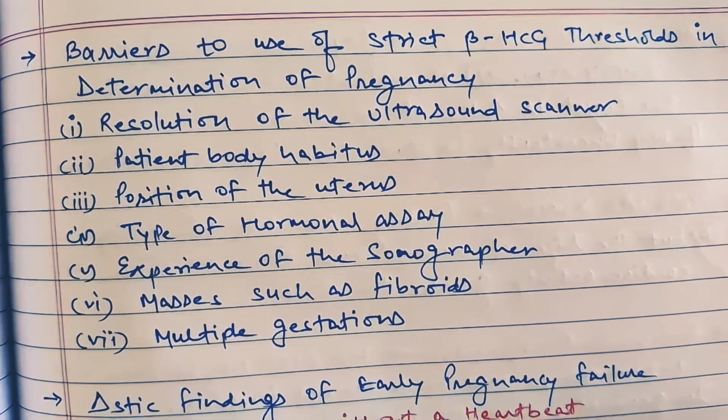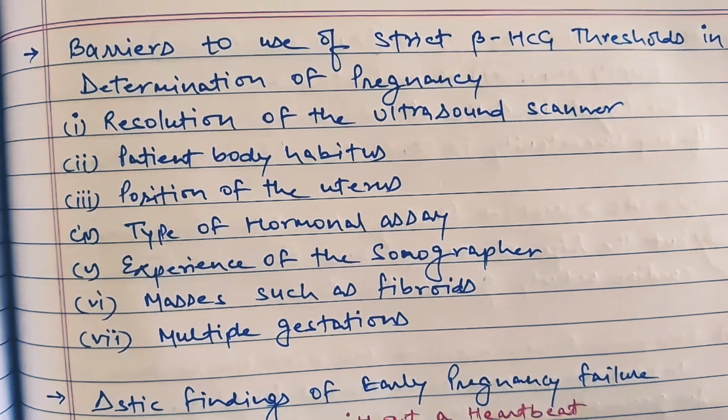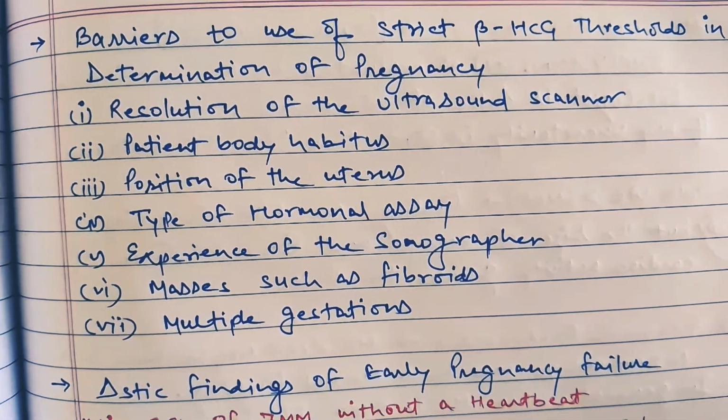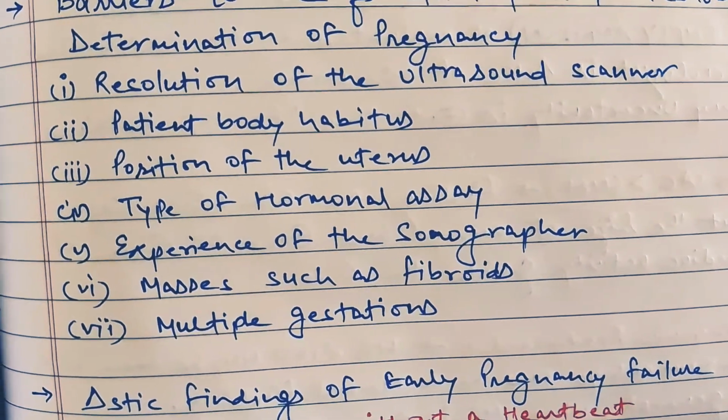Today we will discuss the features of first trimester ultrasound. First, we will discuss the barriers to the use of strict beta hCG thresholds in determination of pregnancy. There are 7 barriers. First, resolution of the ultrasound scanner.